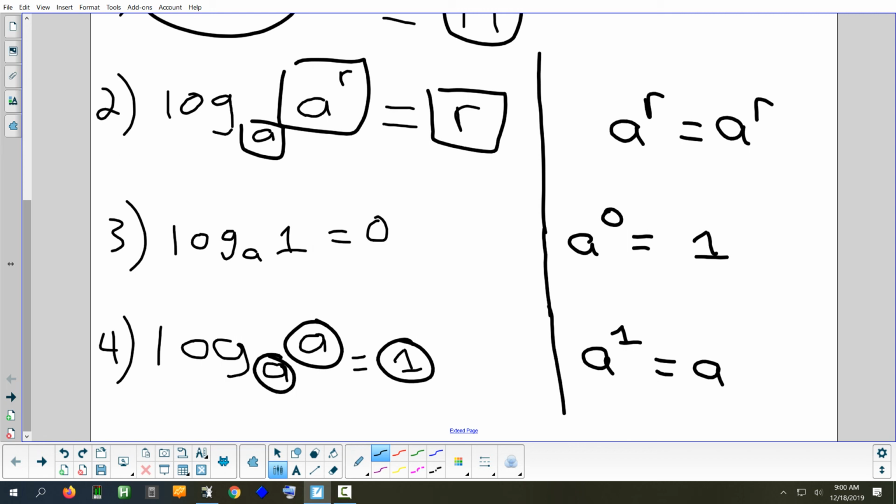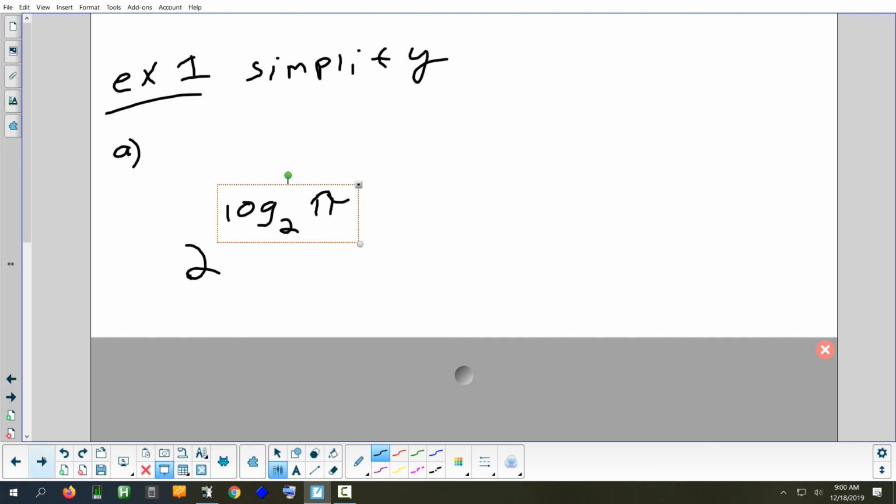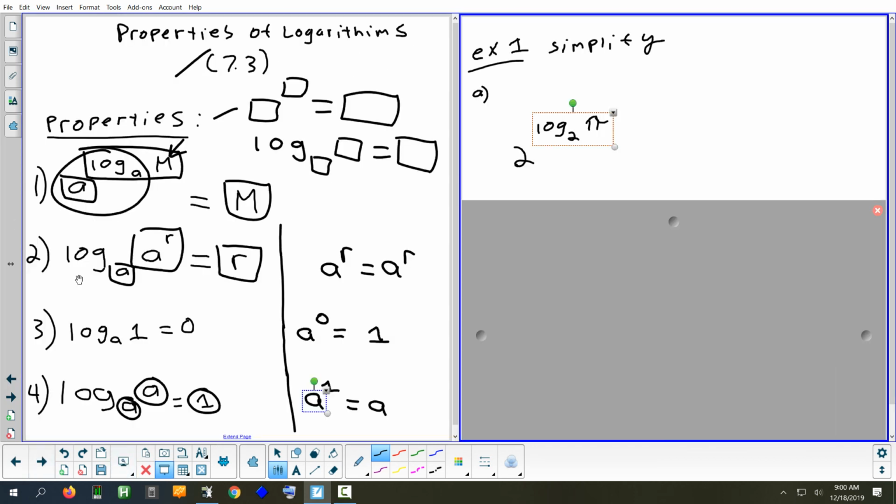So rewriting these rules makes it very clear why they're true, but when you just look at the rule itself, you might not know at first. But it's all based on very, very simple things from Algebra 1. All right, so these are just special patterns to look for. All right, let's try a couple examples. All right, so first thing that we want to do is kind of figure out which property it is, 1 through 4, and then use one of those properties to simplify it.